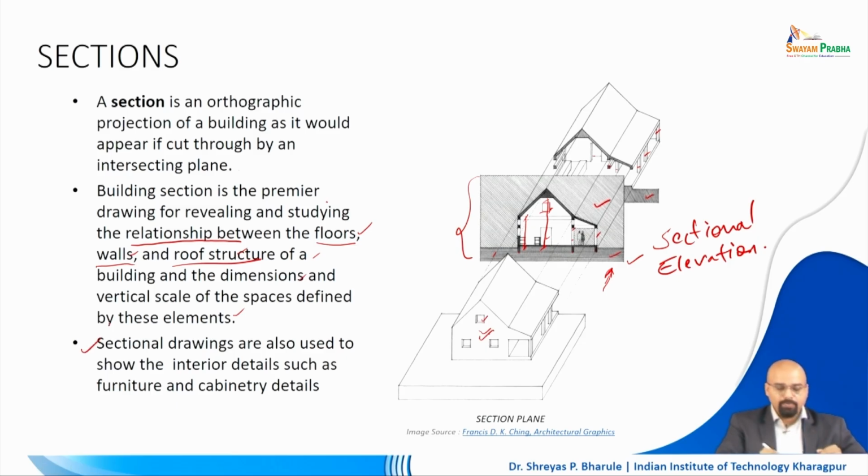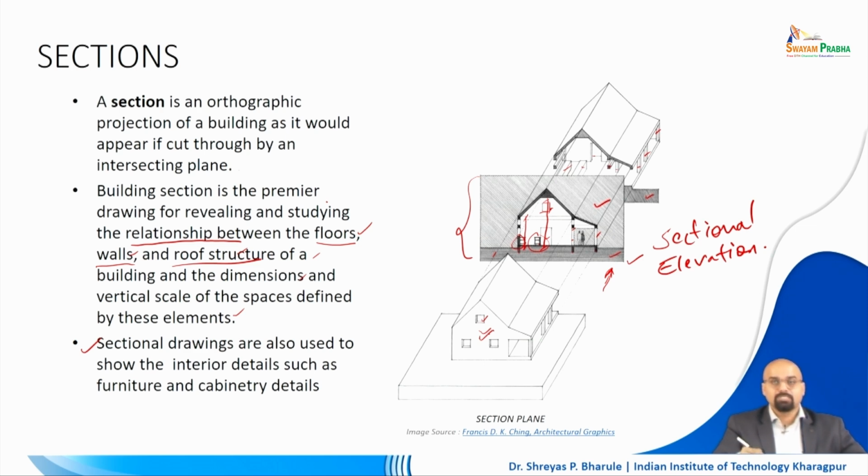Very important drawing. Moving on to the next, we have sectional drawings. Sectional drawings are also used to show interior details such as furniture. In this case you see that there are two desks visible here. Similar to that, you can show all different types of cabinets and furniture, and if there are wall hangings or special elevational treatment done on the interior walls, all of that can be shown.